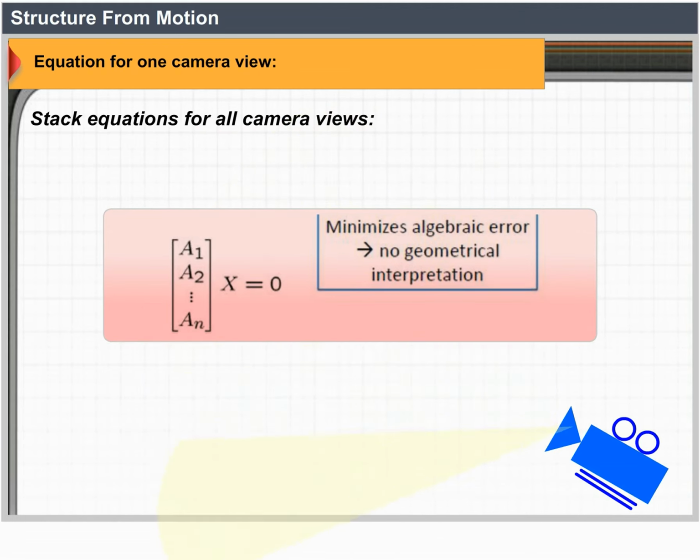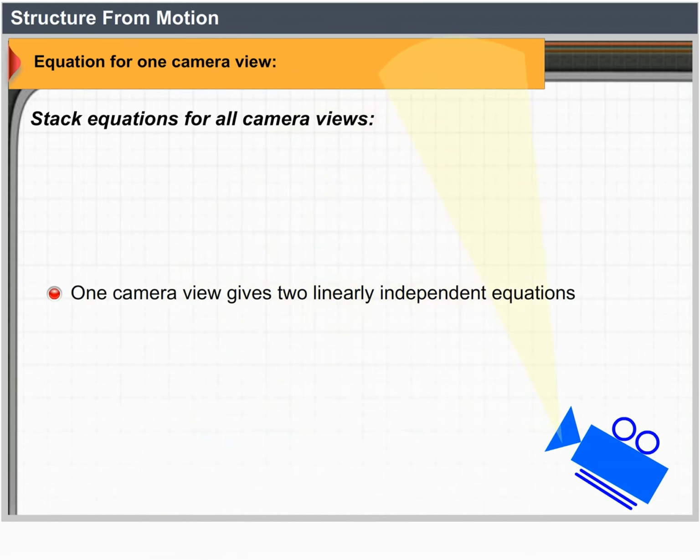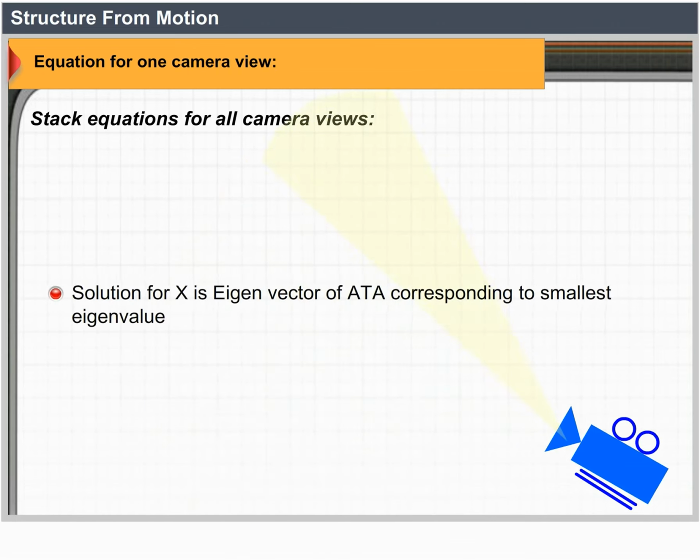X has 3 DOF, 4 parameters due to homogeneous representation. One camera view gives 2 linearly independent equations. 2 camera views are sufficient for a minimal solution. The solution for X is the eigenvector A to the power of T A corresponding to the smallest eigenvalue. Homogenize the solution for X to obtain the Euclidean vector as shown.